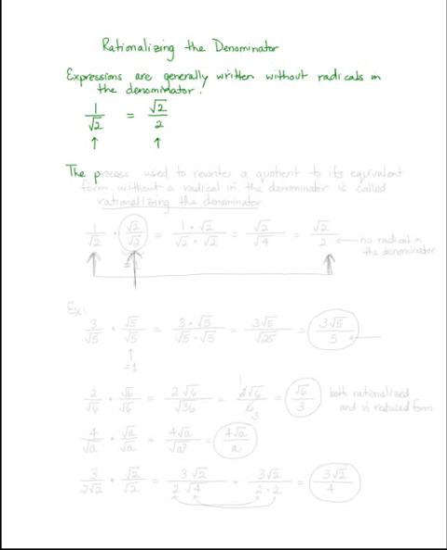So the process used to rewrite a quotient to its equivalent form without a radical in the denominator is called rationalizing the denominator.